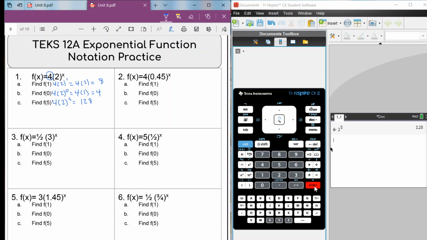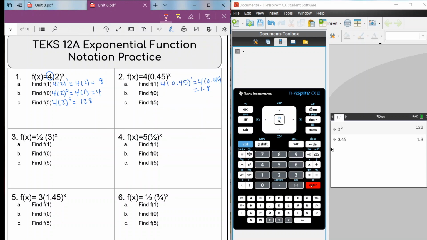Okay, let's do the same thing for number 2. So number 2, we're first plugging in f of 1. So I have 4 times 0.45 to the power of 1. Remember, anything to the first power doesn't really do anything. So this is the same as 4 times 0.45, which if I plug that into my calculator, I get 1.8. So equals 1.8.